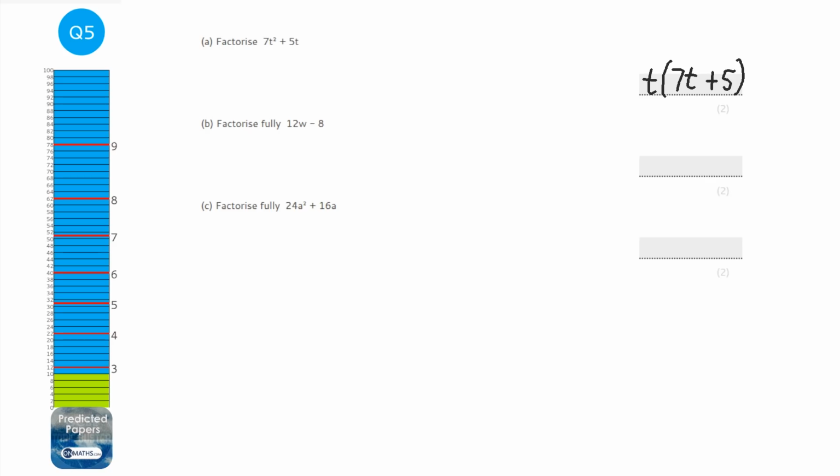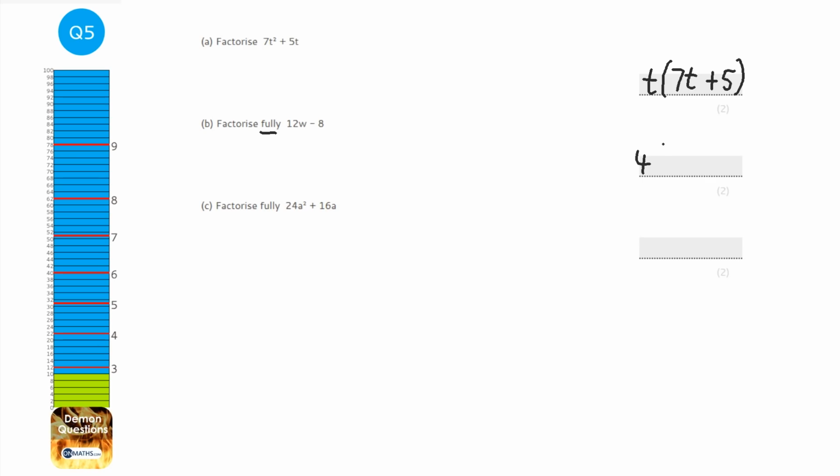Next one, w is only in the first term, so I can't divide out the w, but there's a number I can divide out of both of those. Now, I could pick 2, but actually 4 is a better number because it says factorize fully, which means I need to take out or divide out the 4 rather than just the 2.